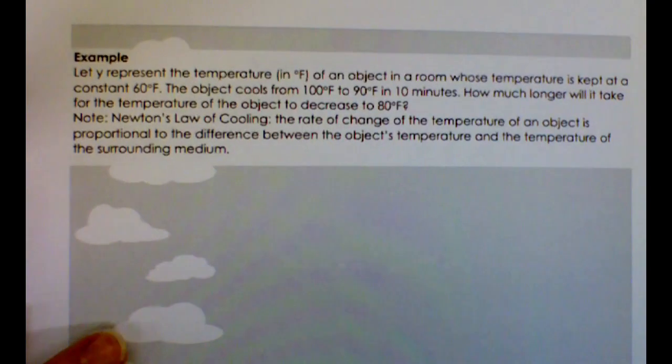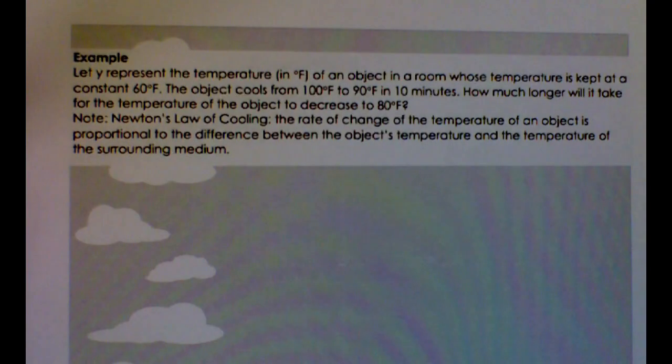All right, y is the temperature of an object in a room whose temperature is kept at a constant 60 degrees. The object cools from 100 to 90 in 10 minutes. How much longer will it take for the temperature of the object to decrease to 80? A note, Newton's law of cooling: the rate of change of temperature of an object is proportional to the difference between the object's temperature and the temperature of the surrounding medium. So this one has an extra little piece to it.